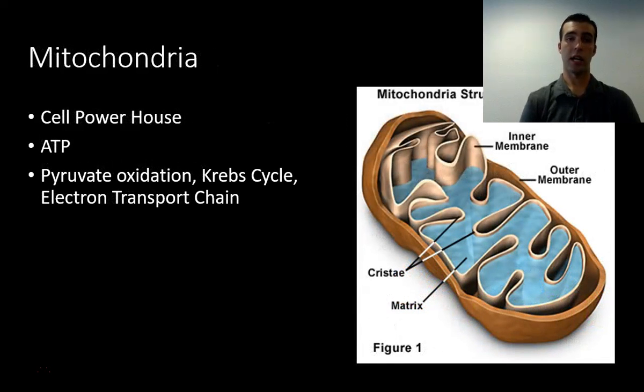And next we are going to discuss the mitochondria. Mitochondria are the cell powerhouse. Without them, we would not be able to function or live at all. They are used to create ATP through pyruvate oxidation, the Krebs cycle, and the electron transport chain. ATP is the most basic form of energy we have in our body that we use for muscle movement, heart beating, and all other types of energy.